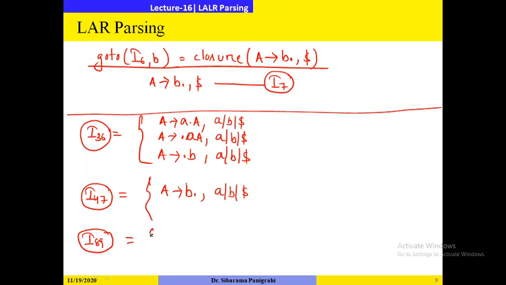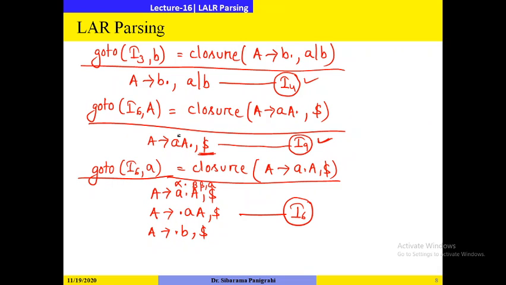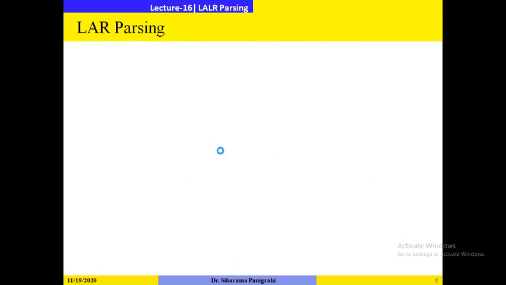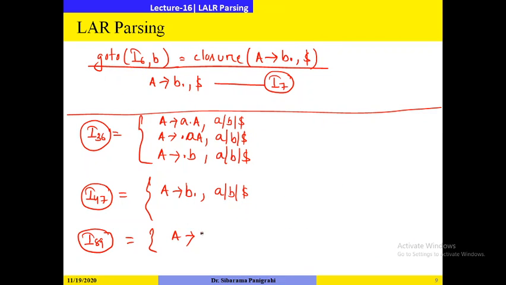So what is the production over here? The production is the same, only the lookup symbols are different. This one is A gives to A dot, comma, dollar. In I8, A gives to A dot, and here you are having A or B. So here what you will do, A gives to A dot, and here you will keep A B dollar. I have merged.